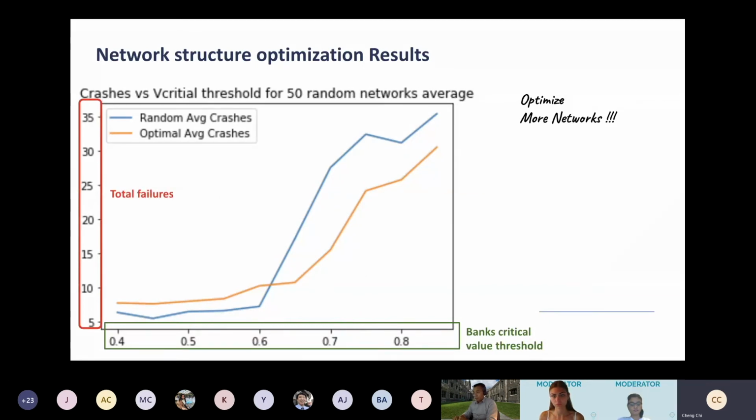And we can see that the cascade, or the huge increase of the failures, happens at this phase transition point in this graph. And comparing the orange line and the blue line here, we can see that the optimal network actually delayed this cascade from 0.6 to 0.65, which is quite nice. And this is just our current result.